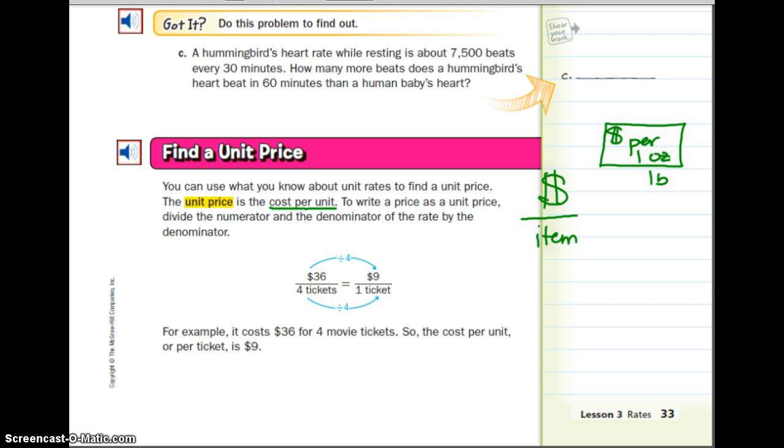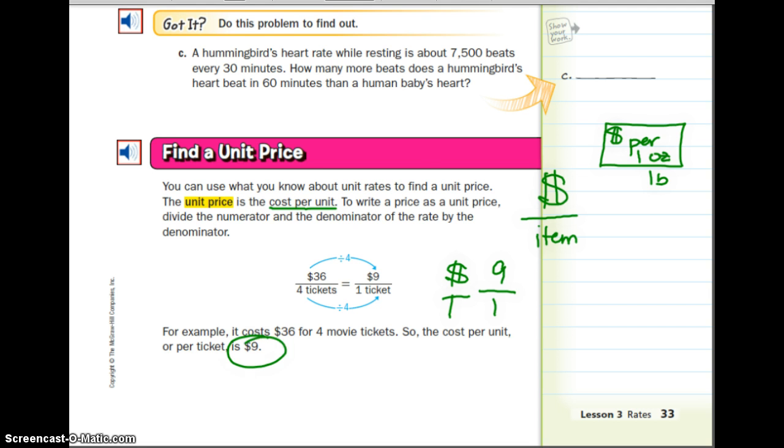Go to the cereal aisle and look for these tags. So again, we're talking price on the top and tickets on the bottom. So we're trying to find the unit cost for one ticket. We divide by 4, and we know that one ticket is $9.